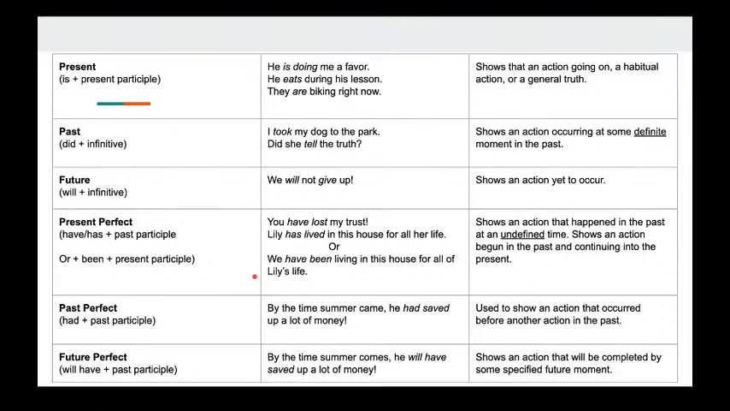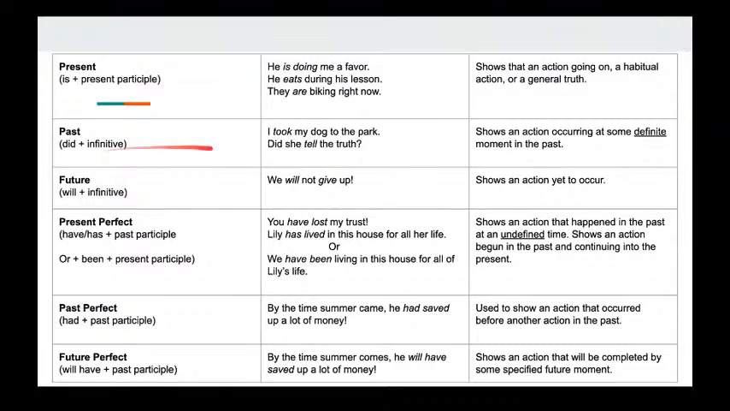Lesson 7 covers most, if not all, verb forms, but this is just a quick chart that I'm going to run through. We'll revisit this in the next recap, and it's also in the full lesson 6, but it's very useful to look back at. So present can be formed by is plus the present participle. He is doing me a favor. He eats during his lesson. They are biking. The present tense shows an action that's going on, a habitual action, or a general truth.